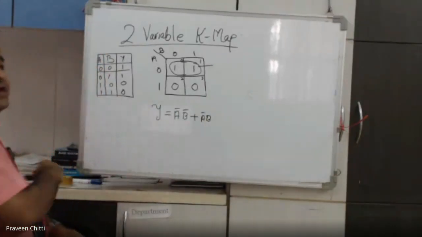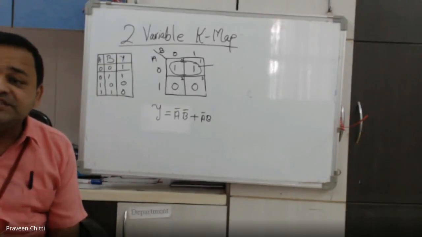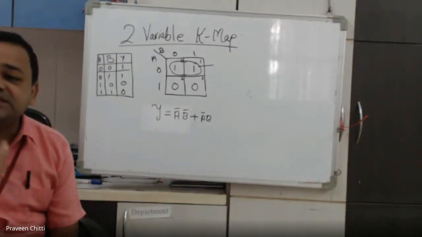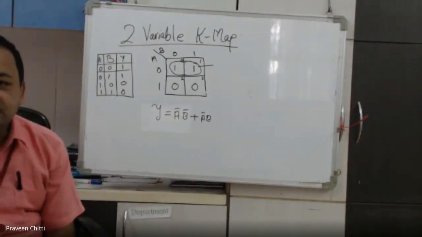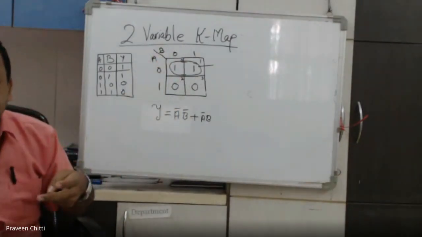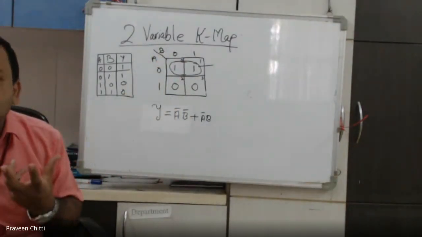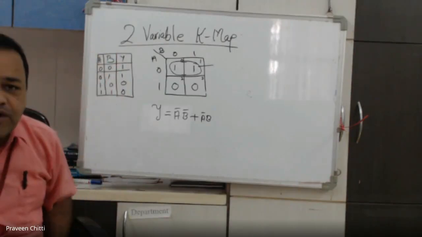So when you have a pair, it eliminates 1 variable. A quad eliminates 2 variables. An octet eliminates 3 variables. So what do you mean by eliminating variables? Right. Here, how many variables are there in this K-map now? 2. Whenever you form a pair, one of the 2 variables will be eliminated and you get the simplified form.